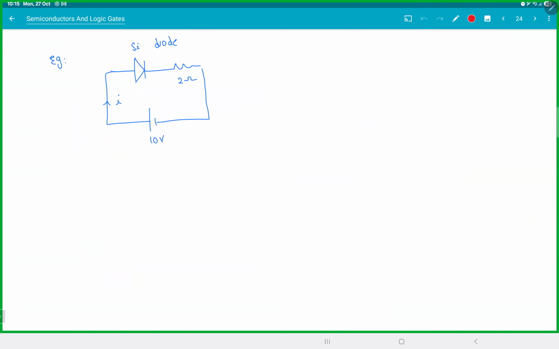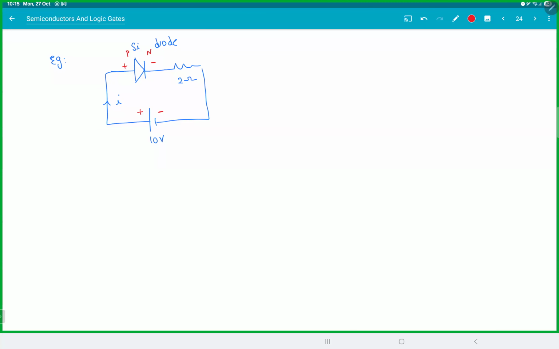Questions will be of this sort only. Whenever you do these questions, the first thing you need to ask yourself is this: this is positive, this is negative. This is P type and this is N type. So you are giving positive to P type and minus to N type.